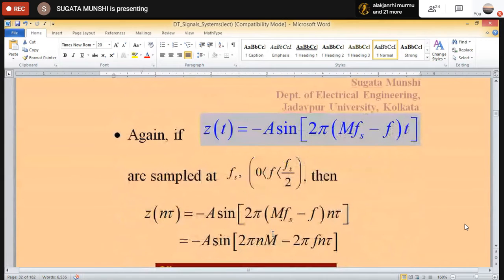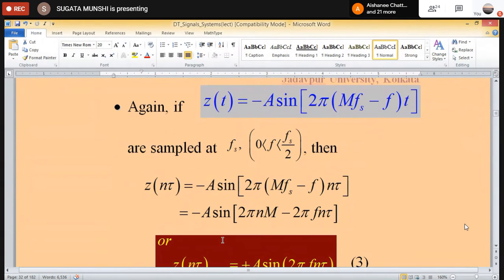Now about z(t). A similar thing will happen here. It will be 2 pi m fs n tau. Fs into tau is 1, so it will be 2 pi n m. And because there is a negative sign here, therefore z(n tau) will be a sine 2 pi f n tau.